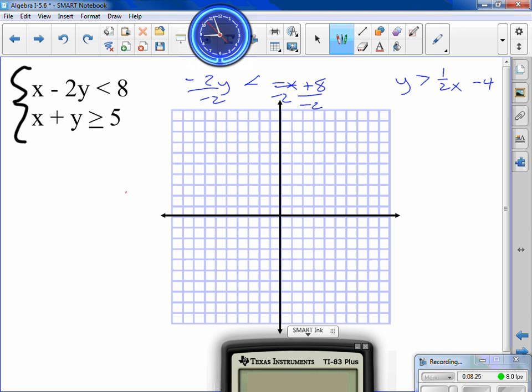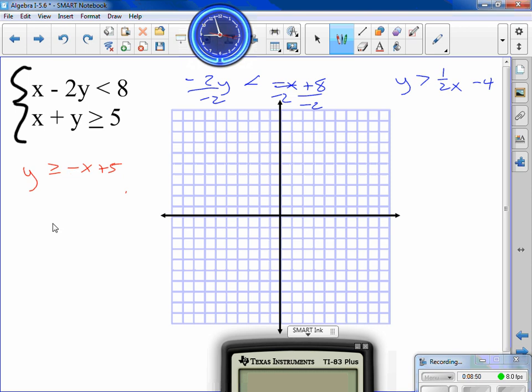On the second one, I have to move the x over. Y is greater than or equal to -x plus 5. Why didn't the symbol flip on this one, but it did on the other one? The first one I divided by negative, the second one I didn't.